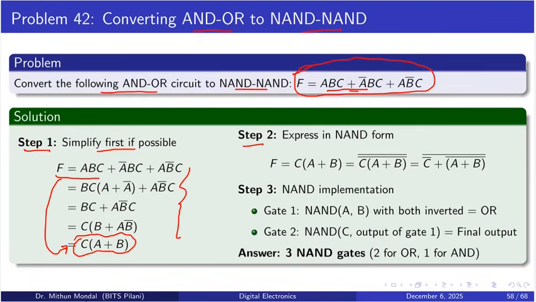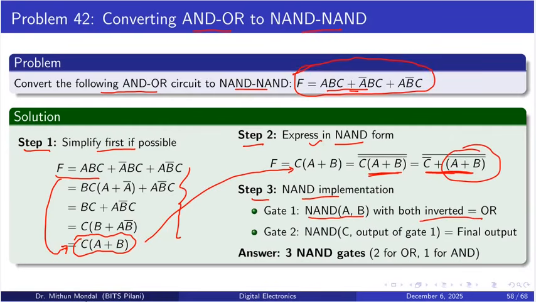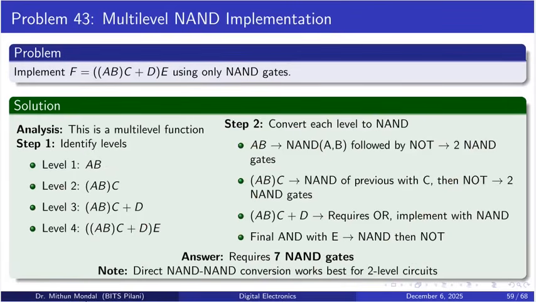Then in step 2, you express it in the NAND form. So we take this expression and express it in the NAND form. Splitting it in the proper format, we get this one. Then step 3, we can use the NAND implementation. So we have NAND of AB, which gives this expression with both inverted, that is the OR operation, and NAND of C and the output of gate 1 will give you the final output. So in general, we require 3 NAND gates, 2 OR gates and 1 AND gate. So that will form the NAND operation.